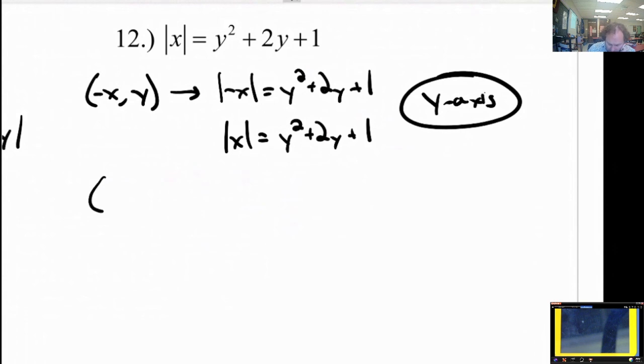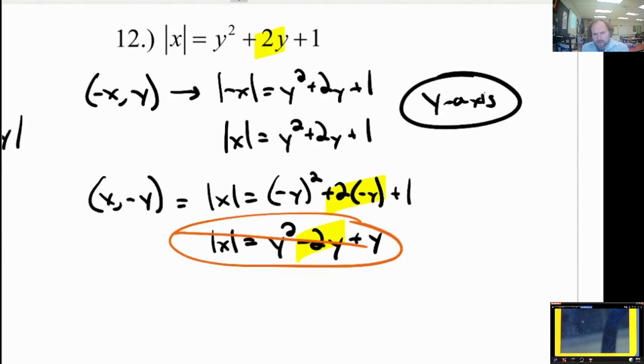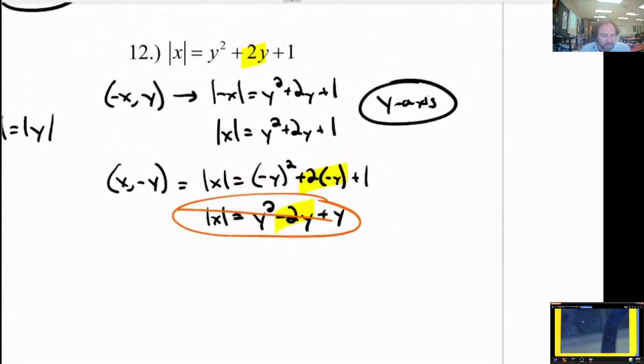If we check for x-axis, though, I think you'll see that it does not work. The x is unaffected, and the y's negative y squared is the same as positive y squared, but this one changes. This becomes negative 2y right there. That will cause a problem. It's not exactly the same, and so therefore it's not going to be symmetric to the x-axis. It's the negative 2y that causes the problem. So this one, unfortunately, is out. And because of that, we can go ahead and rule out the origin right now, because since we know that negative y doesn't work, we know that negative x, negative y doesn't work also. So it's got y-axis symmetry and nothing else.